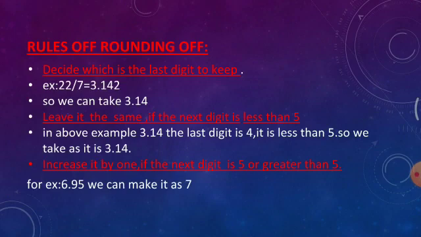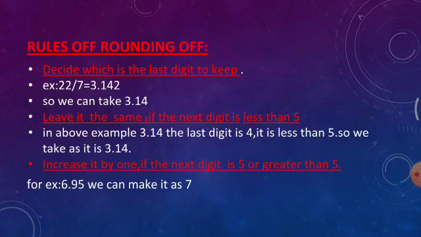And the third rule: increase it by 1 if the next digit is 5 or greater than 5. That means if the digit is 5 or greater than 5, we round up by 1. For example, 6.95. The last digit is 5, so we can take it as 7. 6.95 can be rounded off as 7. These are the rules which are followed to round off numbers.